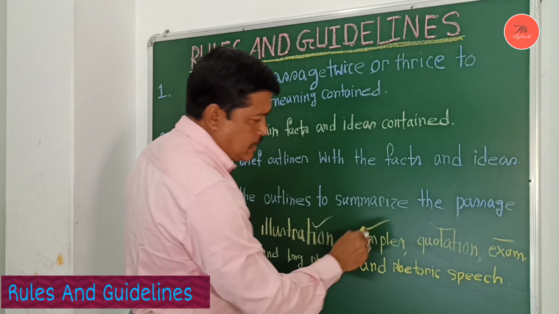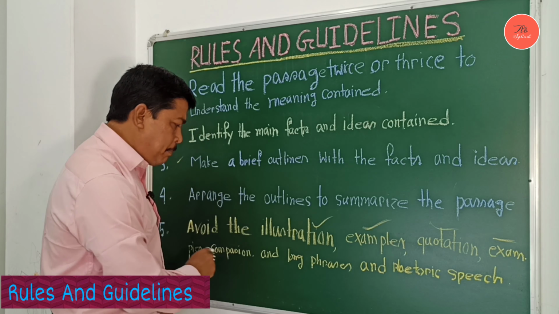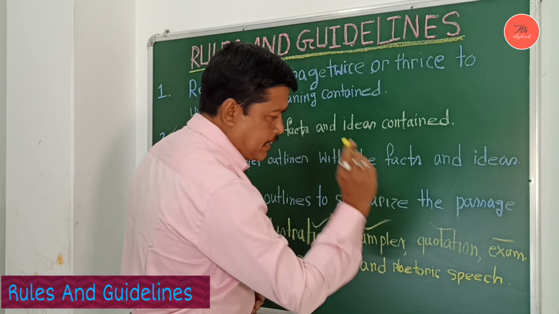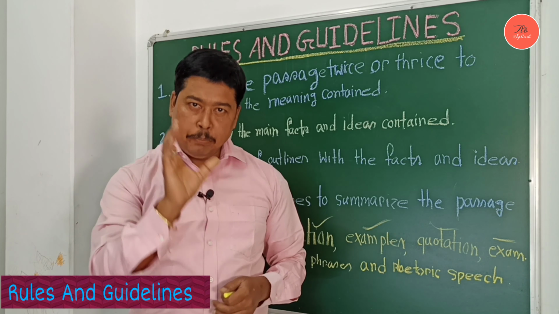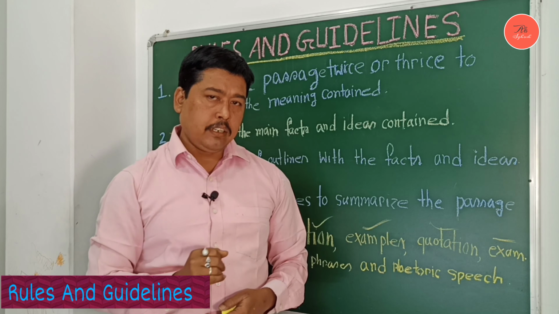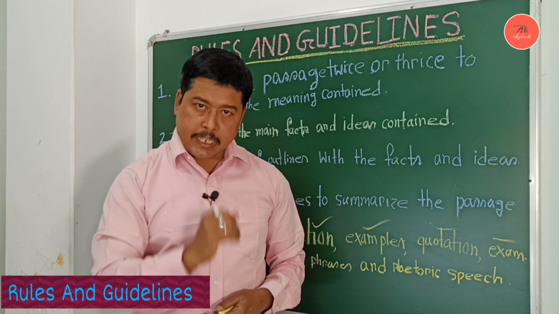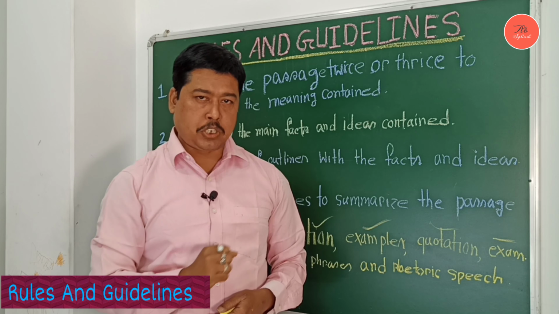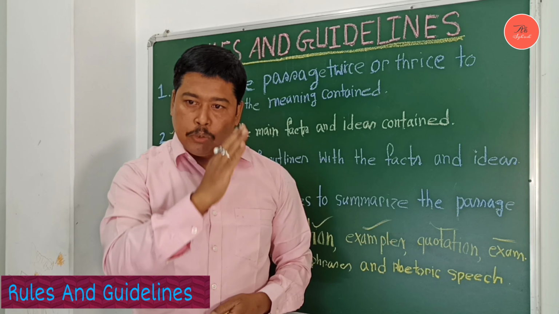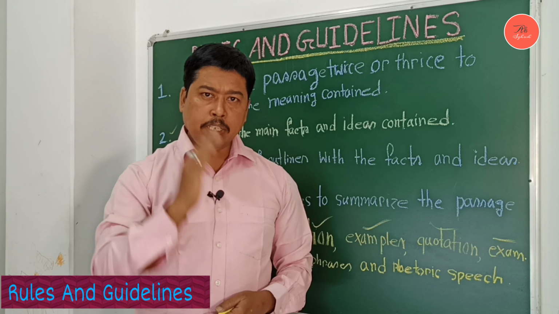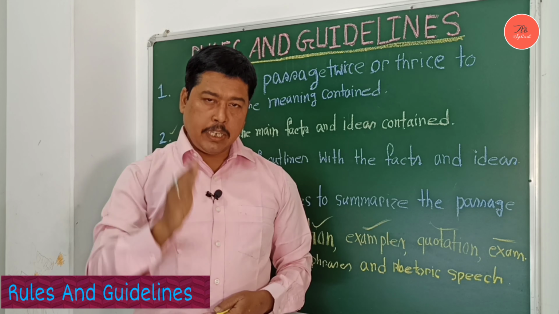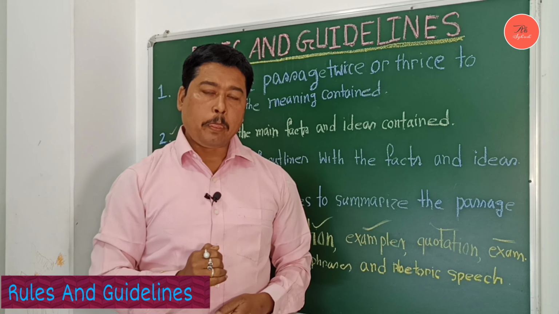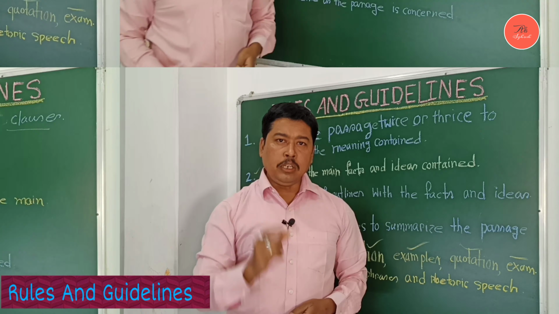Avoid illustration, examples, quotation, comparison, long phrases and rhetoric speech. In the main passage, there will be unnecessary description, there will be examples, rhetoric speech, quotation, comparison. You will have to omit them. When you omit or remove those unnecessary things, your summary will get short.